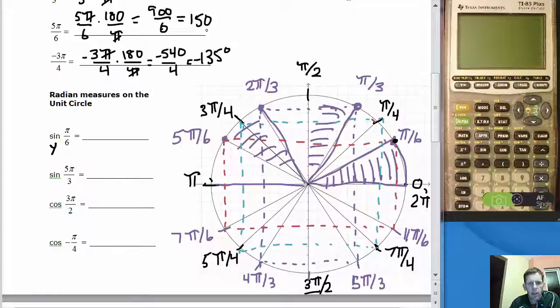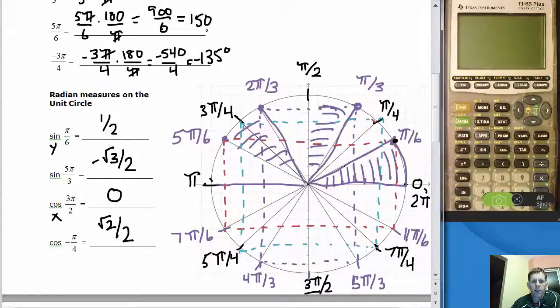What I'd like you to do on the rest of the problems is figure out what the sine and cosine values are for each of these angles around the unit circle. Remember, sine is referring to the y-coordinate at this value. Cosine is referring to the x-coordinate at this value. We'll pause the video and see what you came up with in just a moment.